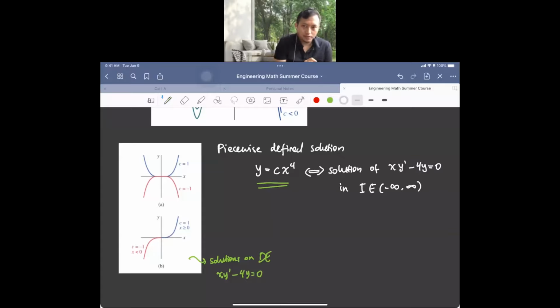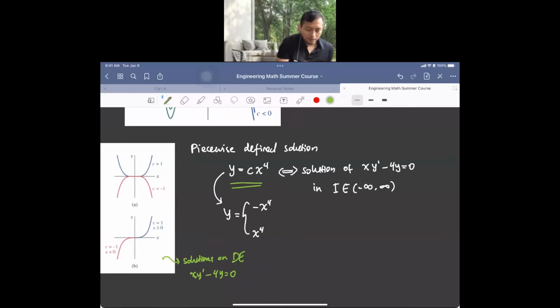Now, we can take the solution here as a piecewise defined solution. Which means that if we take y prime is 4cx cubed, let me write. So x multiplied by 4cx cubed minus 4cx to the 4 is equal to 0. So it's true, right? It's true.